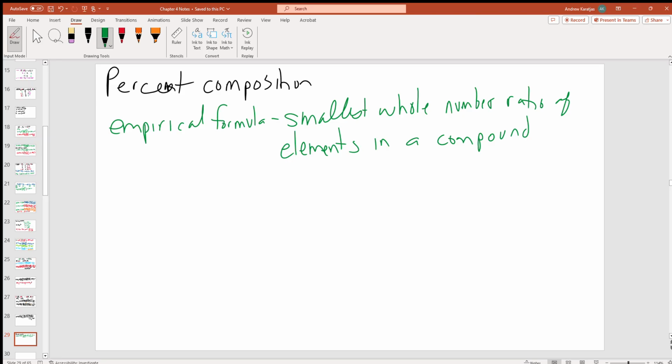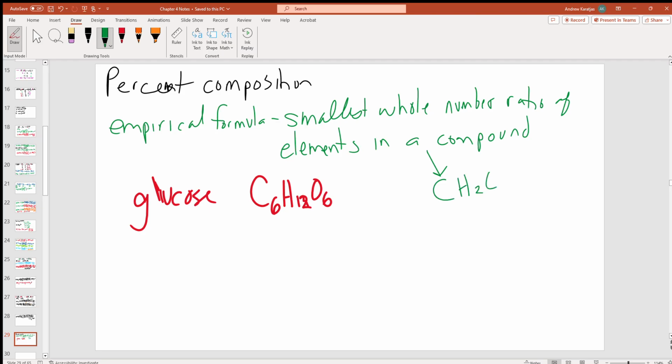So what we mean by that is a substance such as glucose. Glucose has a molecular formula, its actual composition, of C6H12O6. But if you look at those numbers, clearly we can divide all of those by 6. And so its empirical formula would be CH2O.